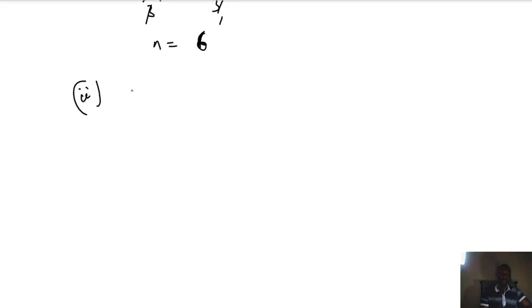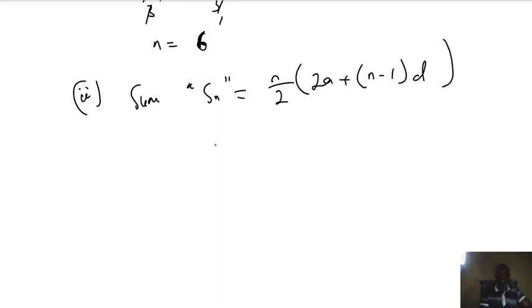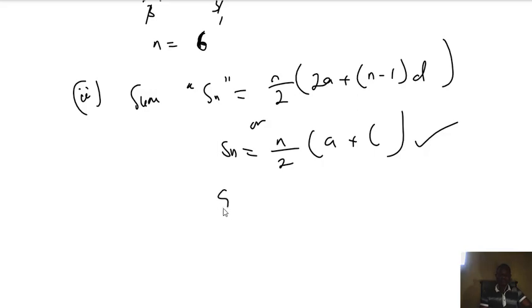For part B, the sum, where we use Sn to represent it, is equal to n/2 times (2a + (n - 1)d), or we can use this one, Sn equal to n/2 times (a + the last term). Whatever we use, we come out with the same answer, but we are going to use this one so that we come out with it very simply.